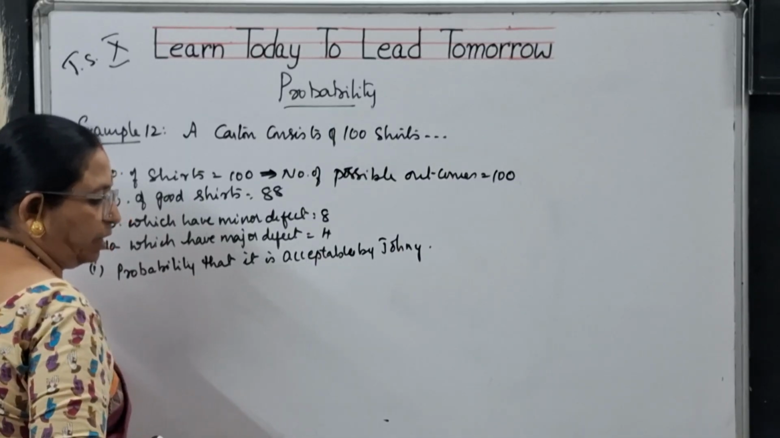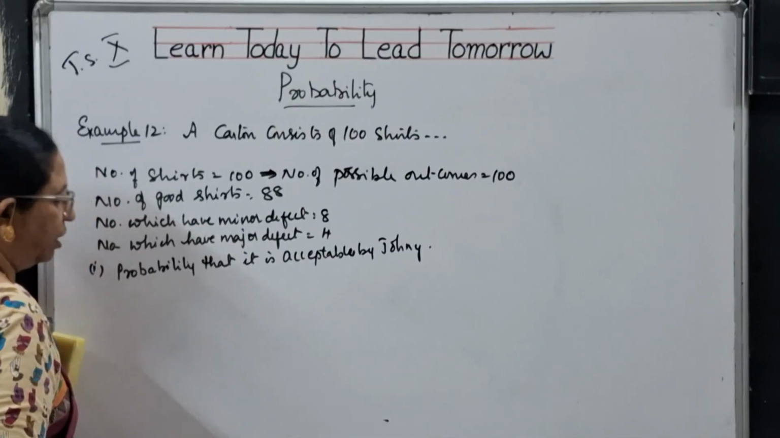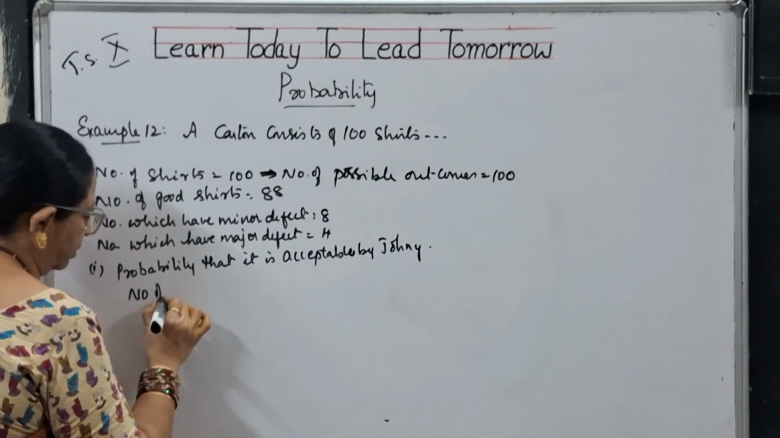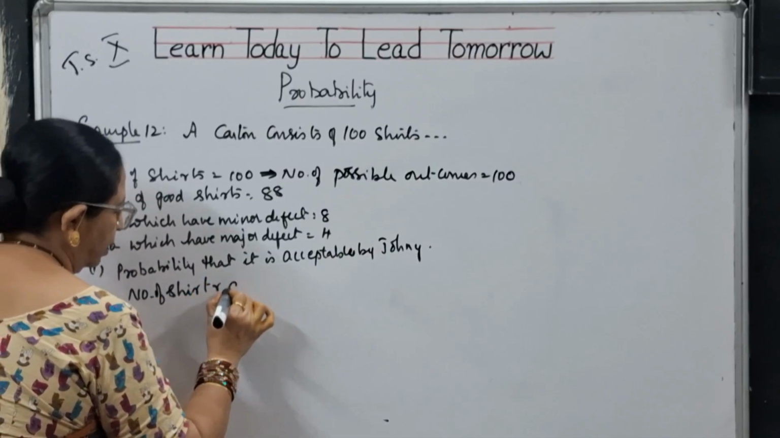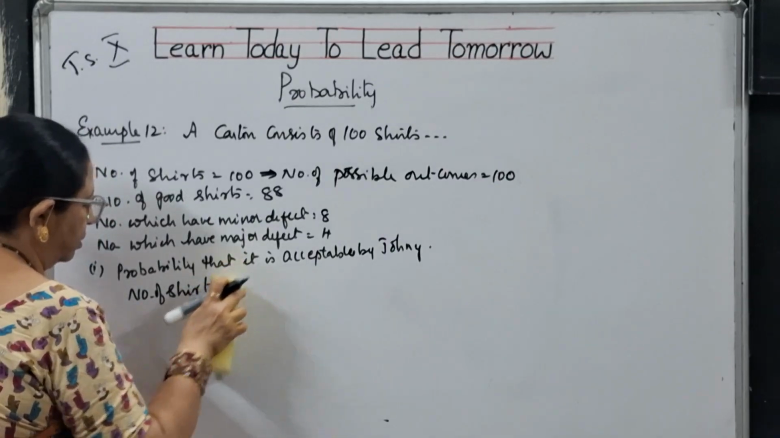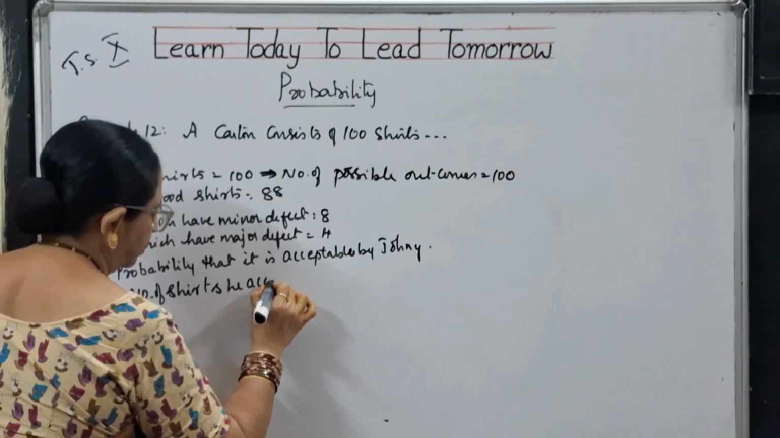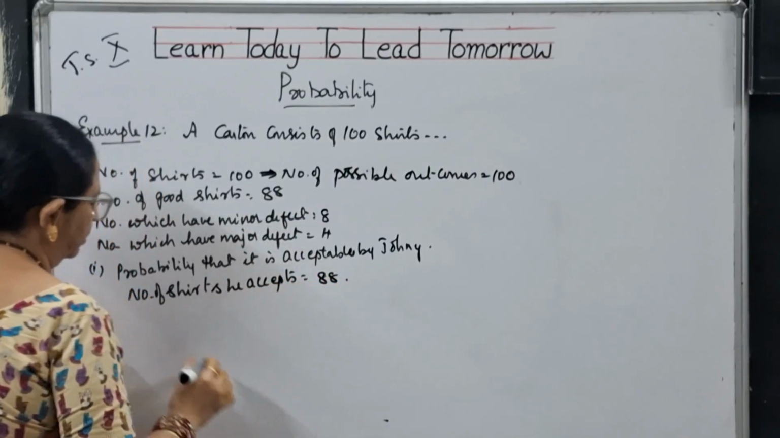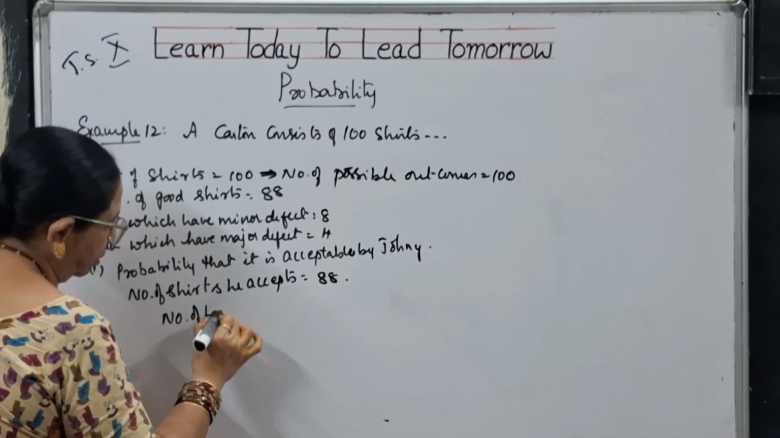They have given that the trader Johnny will only accept the shirts which are in good condition. So the number of shirts he accepts is equal to 88. That means what is that? The number of favorable outcomes.